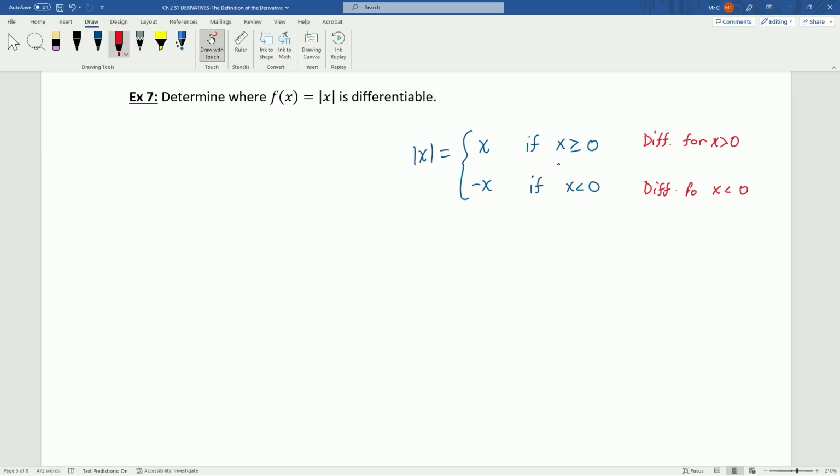The problem occurs at 0, where we will have to take limits from the left and right hand side to determine if we get the same value. So let's take a look at that. If I take the limit as h goes to 0 from the right hand side of the absolute value of 0 plus h minus the absolute value of 0 over h. Since we're taking h approaching 0 from the right, that means h is positive, so the absolute value of h is just going to be h.